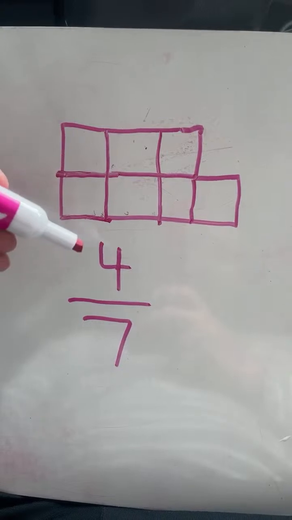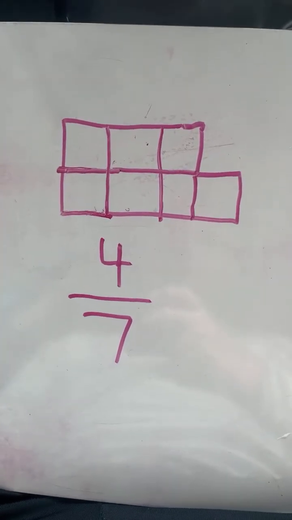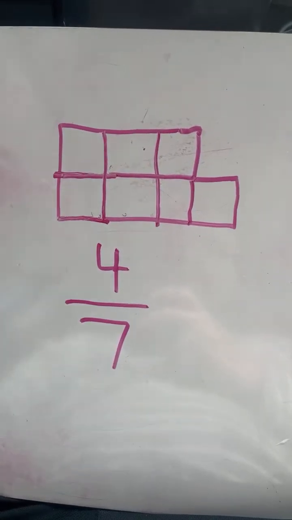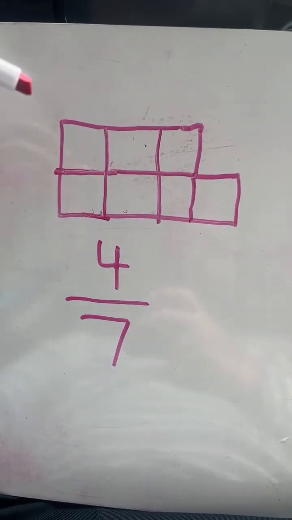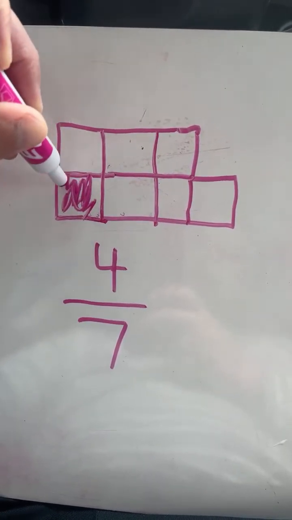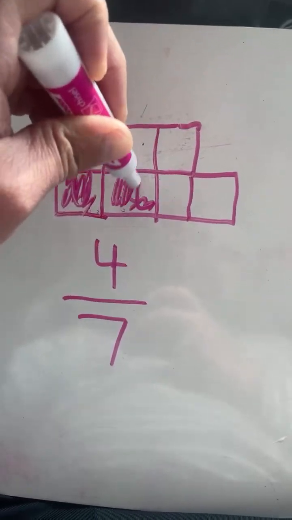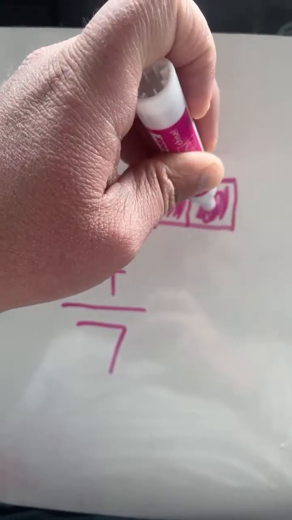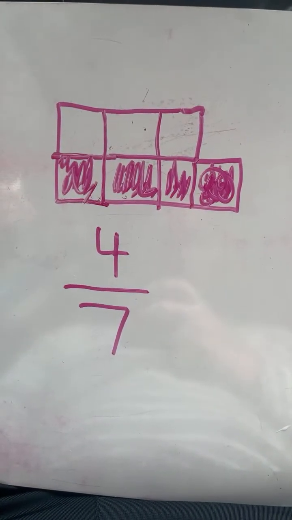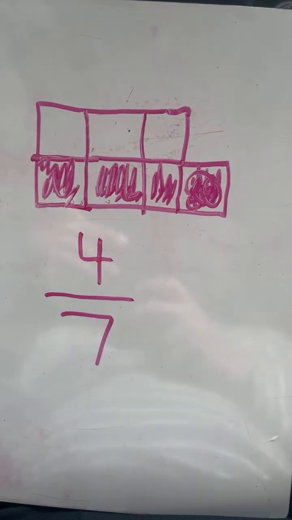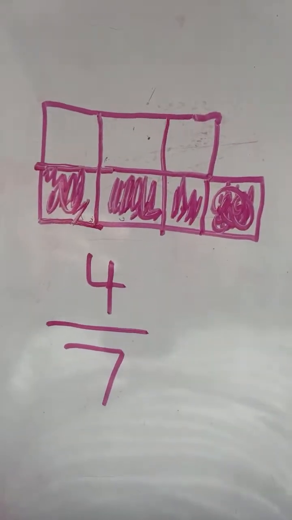Now the top represents the parts that are filled. So for the fraction 4/7, we have 7 total parts, and 4 of those 7 parts are filled. So I'm going to shade in 4 parts. And we now have our fraction model representing 4/7. All right, moving on to the next fraction.